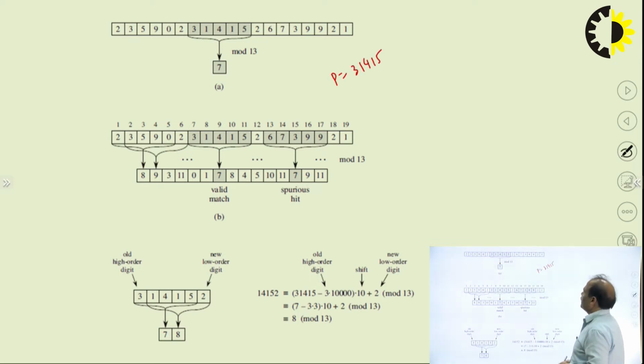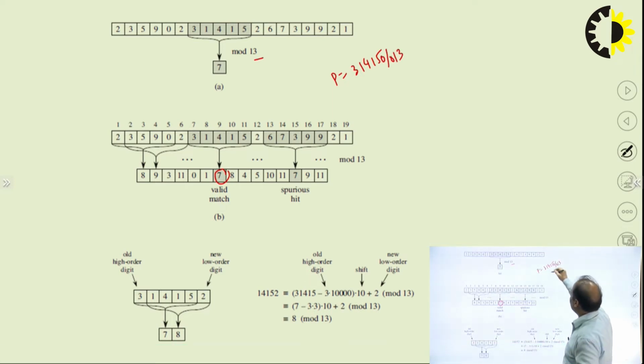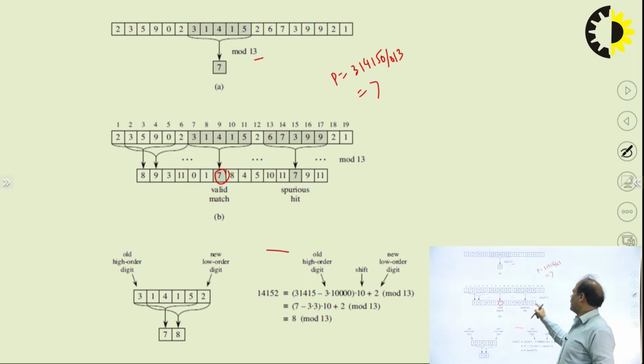So if our pattern is 31415, we decide to use modulus q equal to 13, right? So we take modulus 13 and its modulus is represented over here. 3145 modulus 13 will actually be 7. So now we can compute all the moduli to get values like this, and all computation can be done.